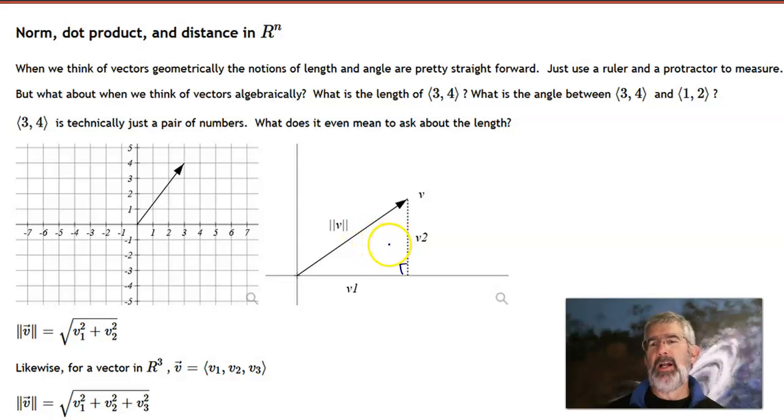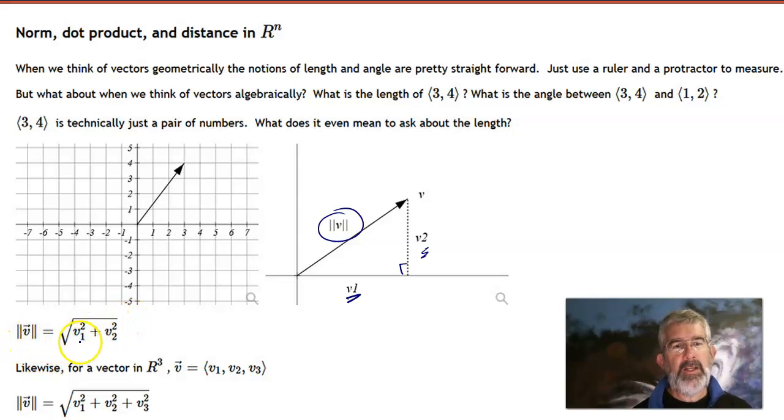and we have a right triangle, and we can use a very geometric theorem called the Pythagorean theorem, which tells us that the length of this side squared plus the length of that side squared is equal to the square of the diagonal. Now the length of the diagonal is exactly what we're looking for. So the length of the diagonal is the square root of v1 squared plus v2 squared. Notice the notation that I have here of the double absolute value sign around the vector. This is what we're going to call the length of the vector, or the norm of the vector. I'll talk about the difference between norm and length in just a minute.